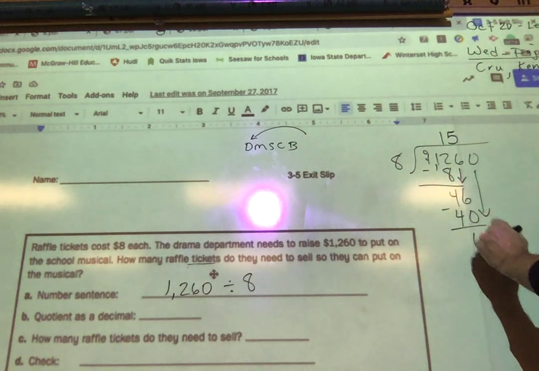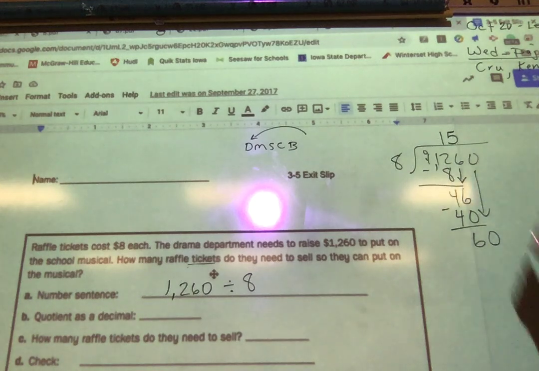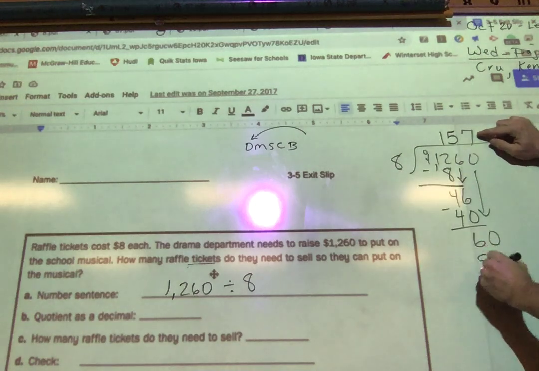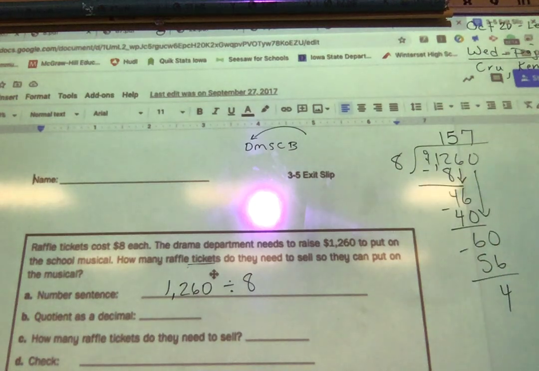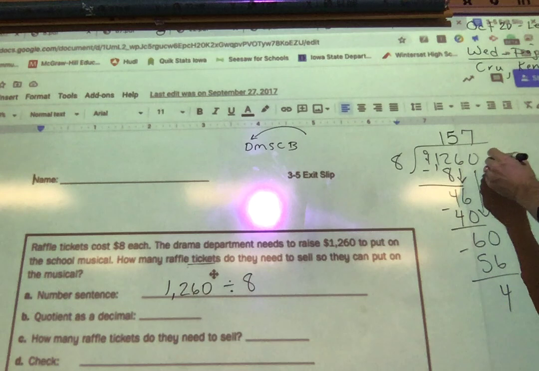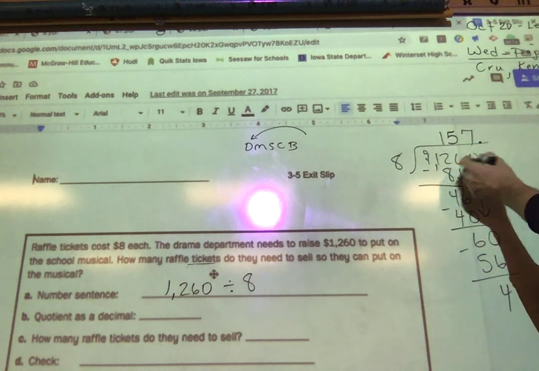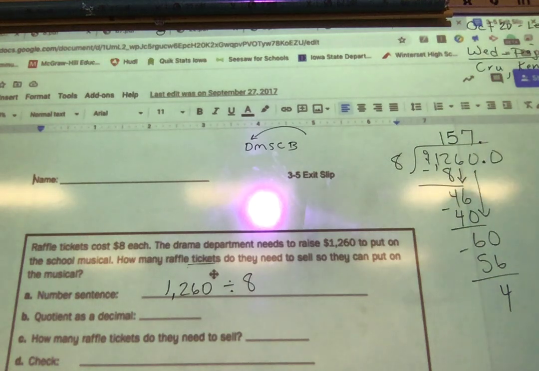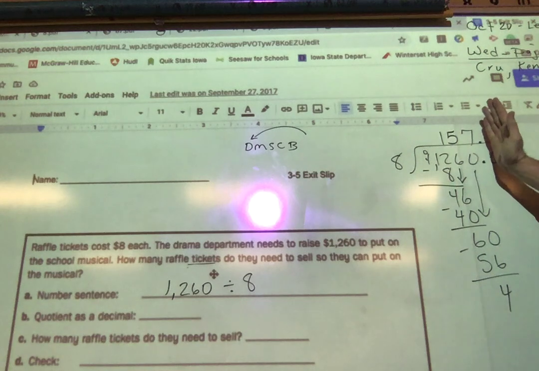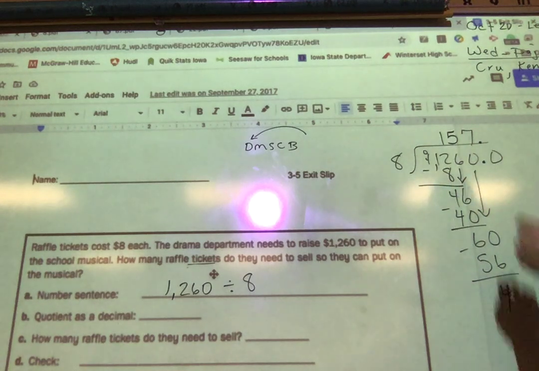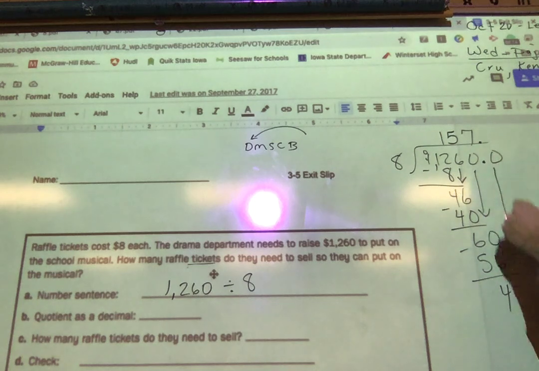Bring down my 6. 8 goes into 60 7 times. 8 times 7 is 56. Subtract, I get 4. Now we cannot use remainders anymore, right guys? We're going to have to do some different things now. So we're going to add a decimal here. Because $1,260, if I add a 0 after it, does that change any value? It doesn't. So I can add that, and then I know a decimal goes here. I don't use a remainder anymore. We have to answer in decimals. So once I have that, I can bring it down and go again.